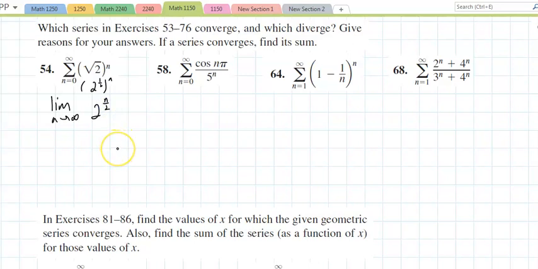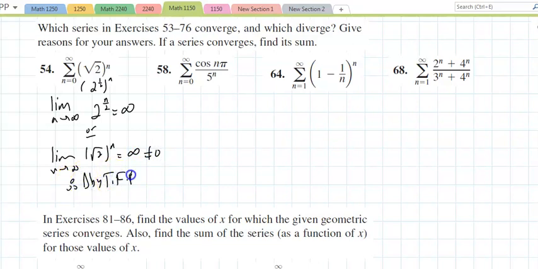That's one way of looking at it. Another way of looking at it is, so you could say that's infinity. Or you could say the limit as n approaches infinity of square root of 2 to the n equals infinity, not equal to 0. Therefore, this diverges by test for divergence. How do I know that? The base is bigger than 1. If the base is bigger than 1, this is exponential growth.